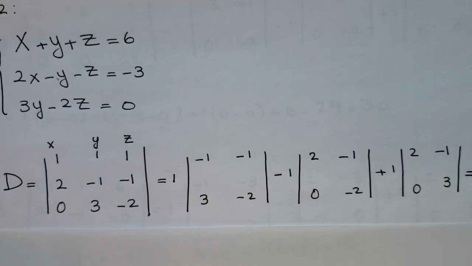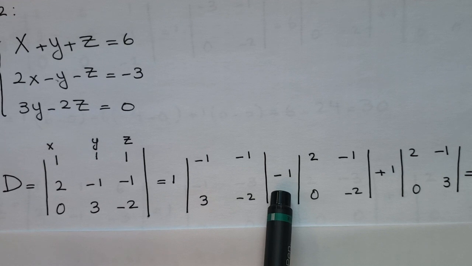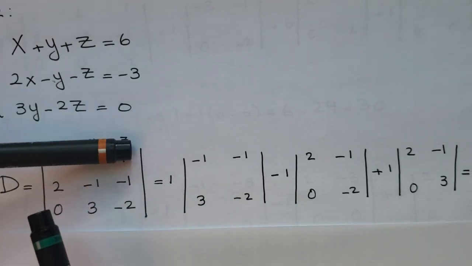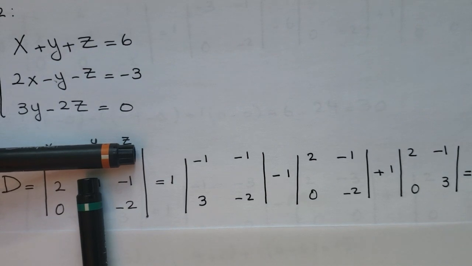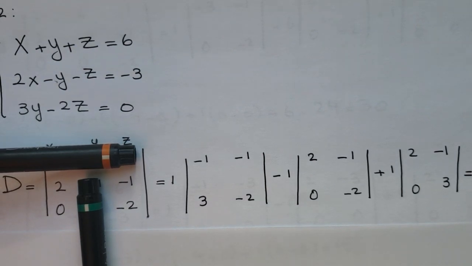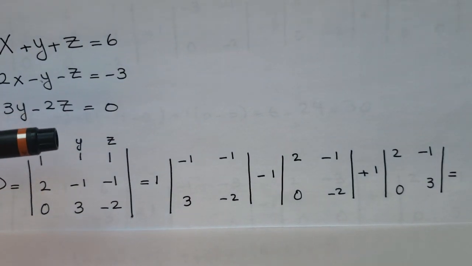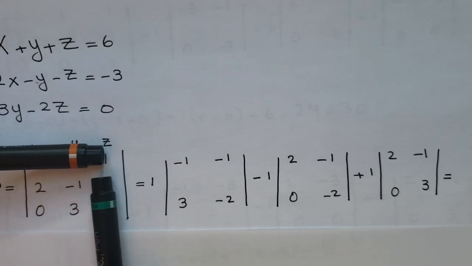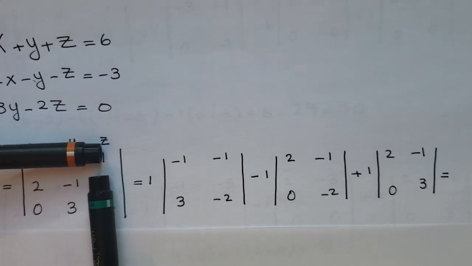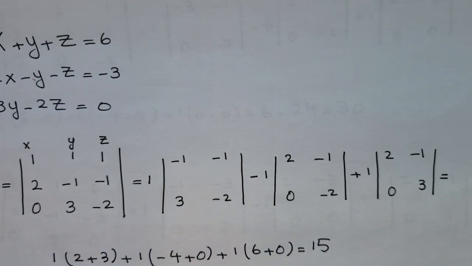So the second main element is 1. So it always comes with a negative sign. So the first row and the second column would be eliminated. What I'm left with is 2, negative 1, 0, and negative 2. And then for the third one, it's z. First row, third column, 2, negative 1, 0, 3. And then the next step would be calculating the value.